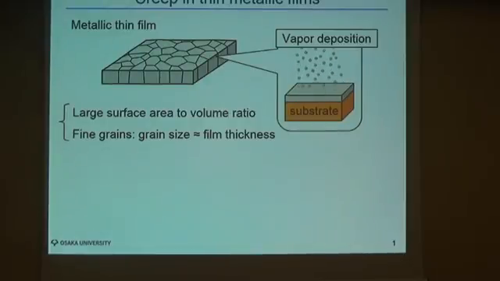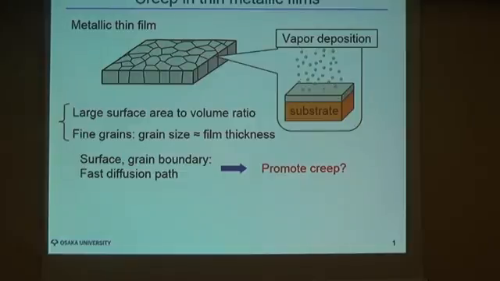As you know, a remarkable characteristic of thin film is a large surface area to volume ratio compared with bulk counterparts. And also, metallic film formed by vapor deposition generally consists of fine grains of size comparable with film thickness. The surface and grain boundaries are fast diffusion paths of atoms, and so creep in thin film becomes very active even at room temperature.